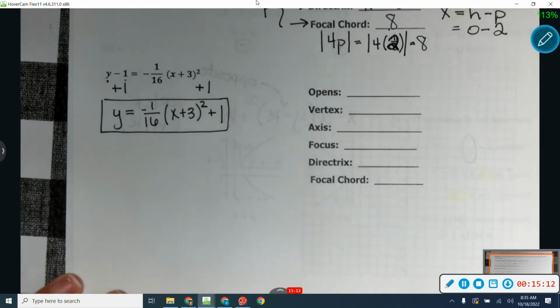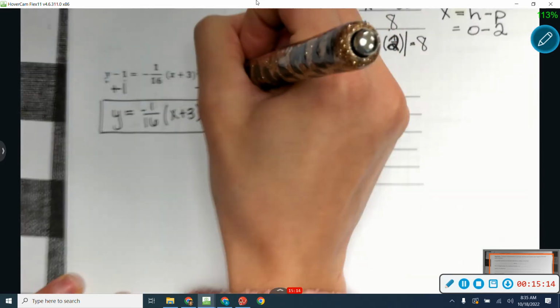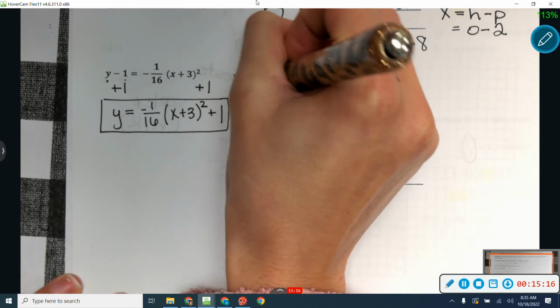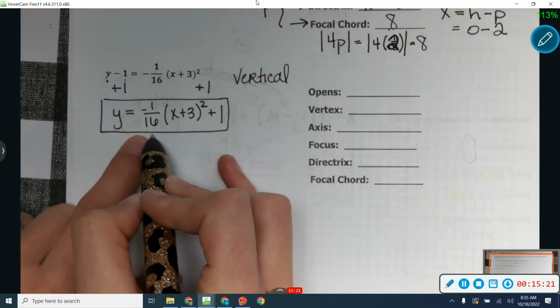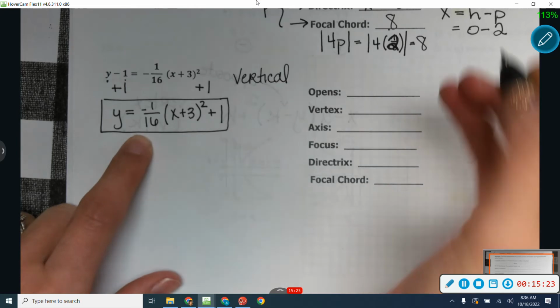Is that horizontal or vertical? It's vertical because it's y equals. So I'm going to look at my a, negative 1 over 16. That's going to tell me it opens where? Down.